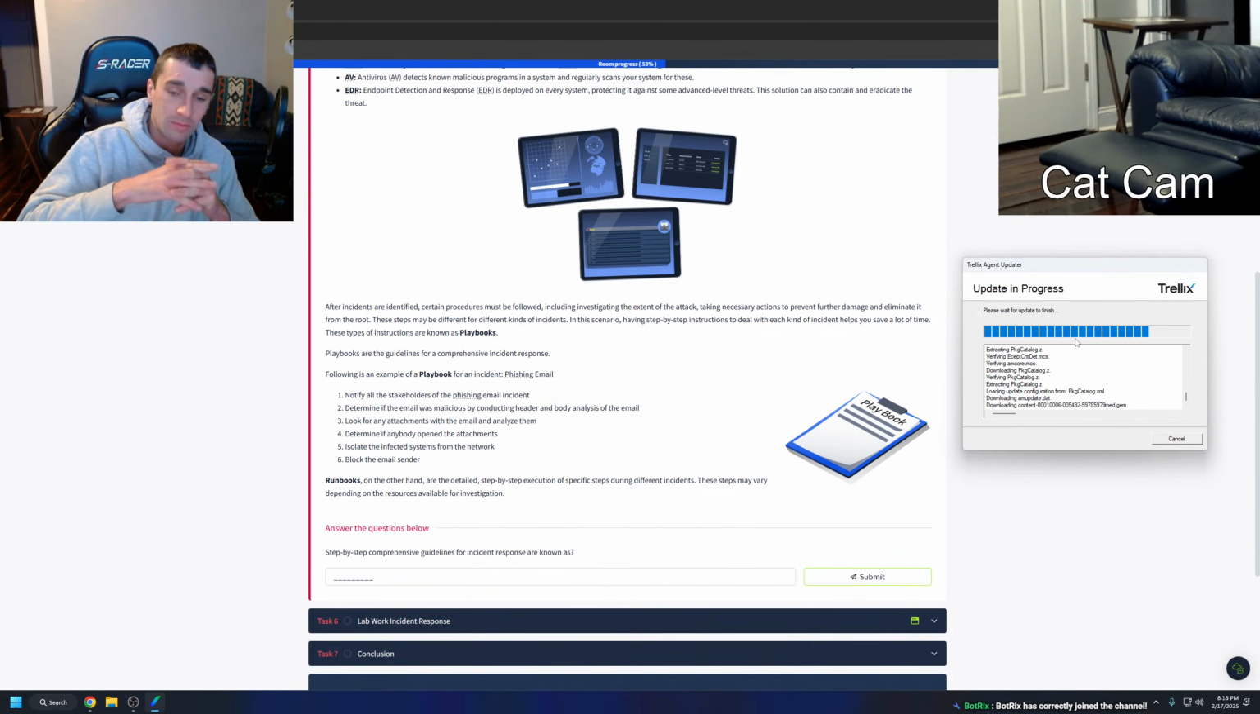Following is an example of a playbook for an incident. Phishing email: notify all the stakeholders of the phishing email incident. Determine if the email was malicious by conducting header and body analysis of the email. Look for any attachments with the email and analyze them. Determine if anybody opened the attachments. Isolate the infected systems from the network. Block the email sender. Runbooks.